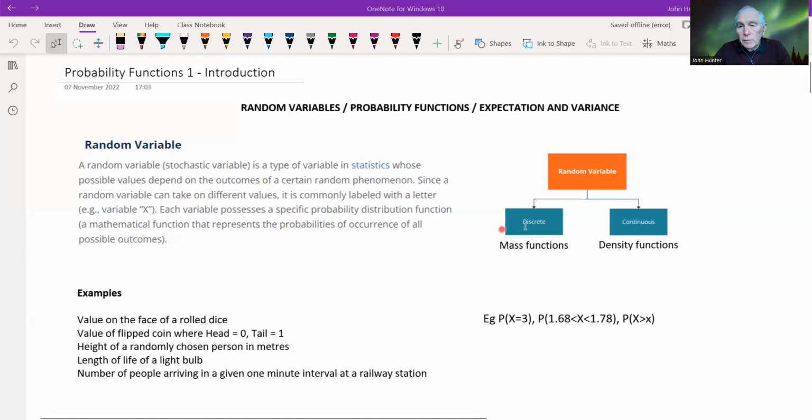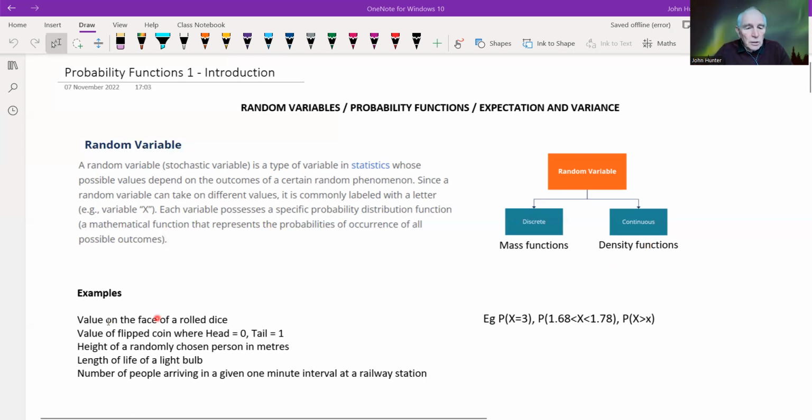And we've got two main types of random variable that we want to look at: discrete and continuous. The functions that go with discrete ones tend to be called mass functions, and those for continuous ones, density functions. We'll see what we mean by that in a moment.